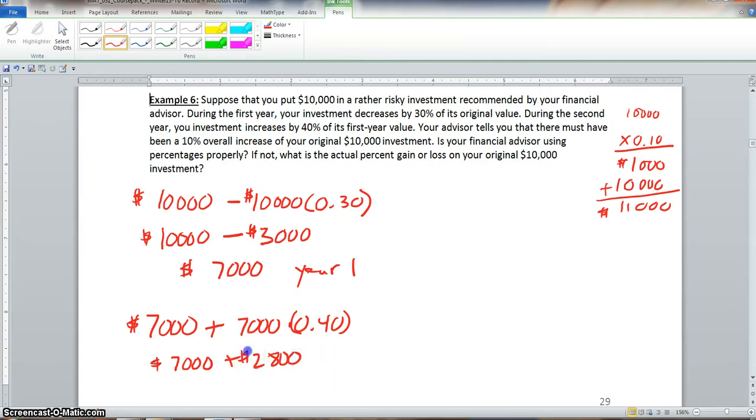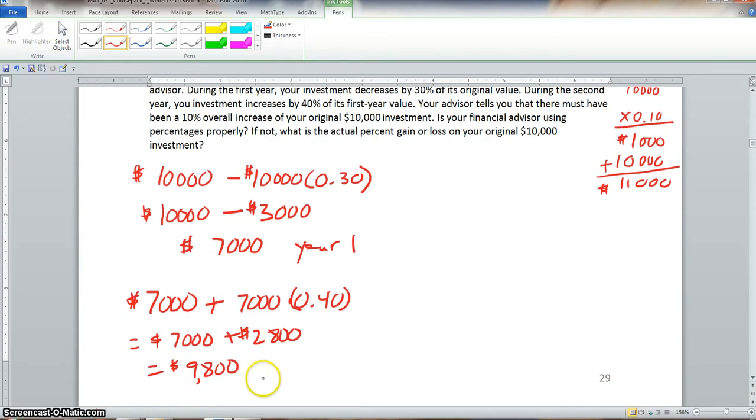Now we would add them together. 7,000 plus $2,800 is $9,800. Now this is how much you have after year two. Now it says here, your advisor tells you that there must have been a 10% overall increase of your original $10,000 investment. Is your financial advisor using percentages correctly?